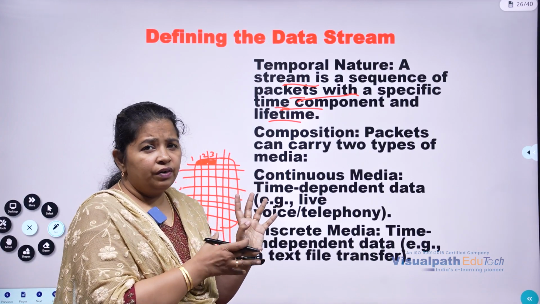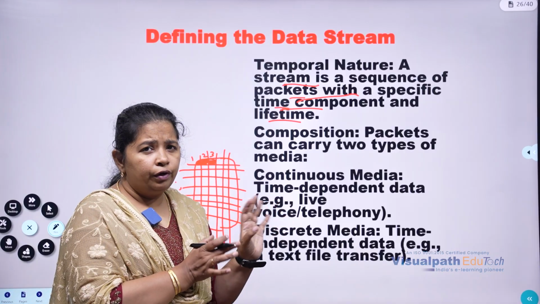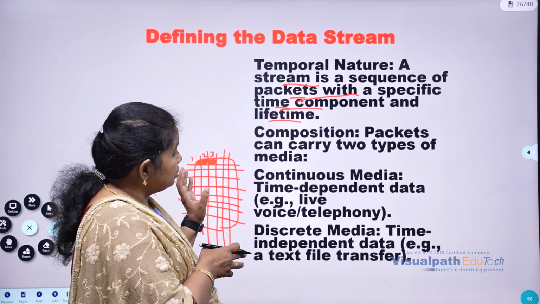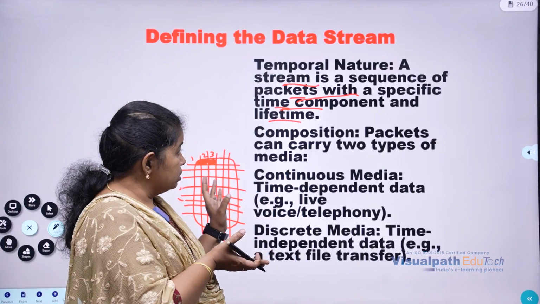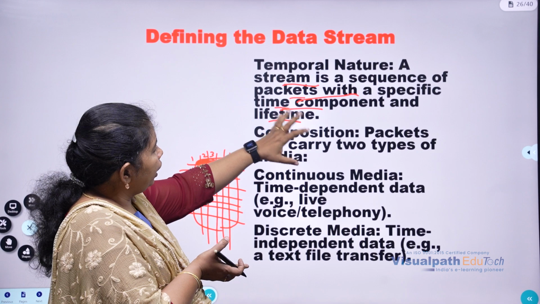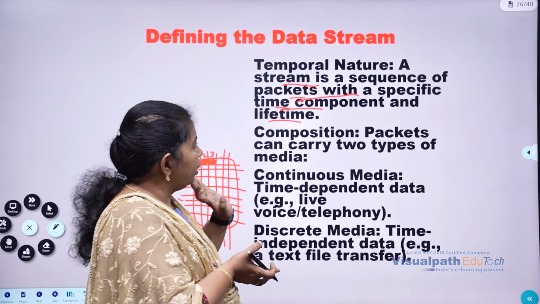So for these things, we have a protocol to identify all of this. So no need to worry about that. How many packets are sent and how many are received? This is a major responsibility here. So the packets with a specific time component and a lifetime will be sent.